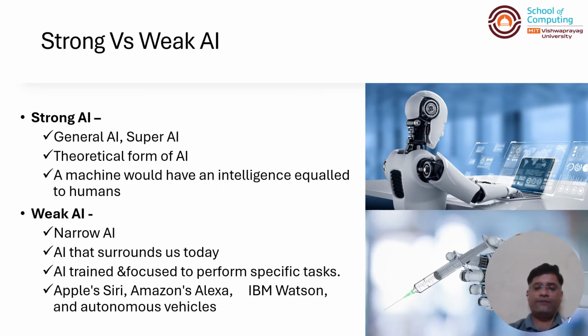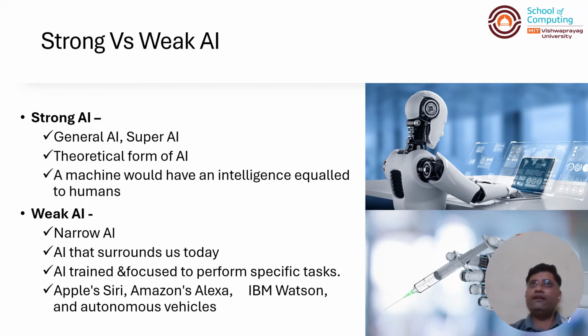Whatever AI based systems we have around us, those can be categorized into two categories. The first one is strong AI, and the second is weak AI. Strong AI is also called general AI or super AI. Right now, till today, it is a theoretical concept.